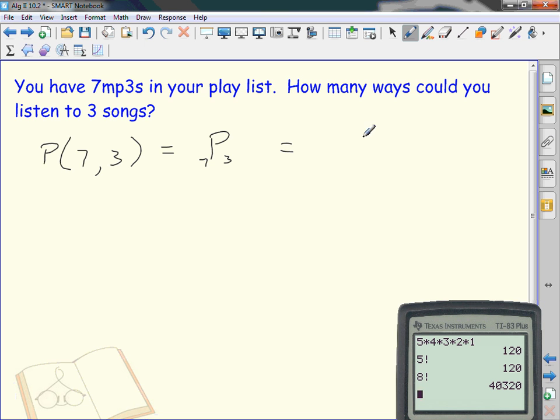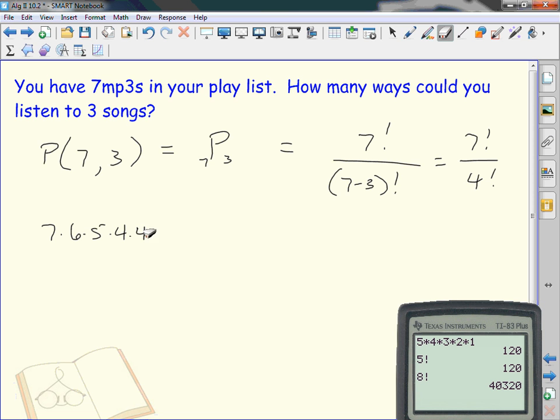N factorial, so 7 factorial over 7 minus 3 factorial. Now, what's 7 minus 3? 4. Now, I'm going to show you mathematically how to do it without a calculator. What does 7 factorial mean? 7, 6, 5, 4, 3, 2, 1. 4 factorial means 4, 3, 2, 1. What do you notice? What repeats? So that cancels out this, right?